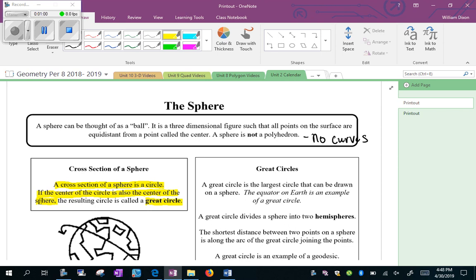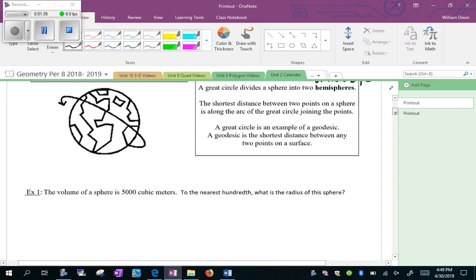A really good example of that is if you're at the equator of the Earth and you took a cross section of that, that would be a great circle. So that's one way we can think about it. Now, a great circle divides a sphere into two hemispheres. Wherever you see hemisphere, you've got to think of divide by two. Hemi, half. That's one way I like to think about it.